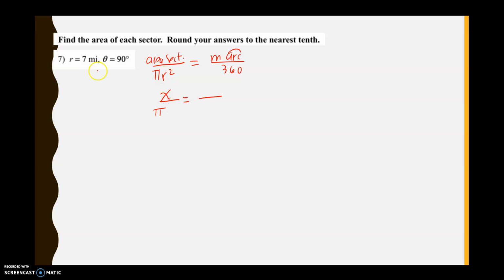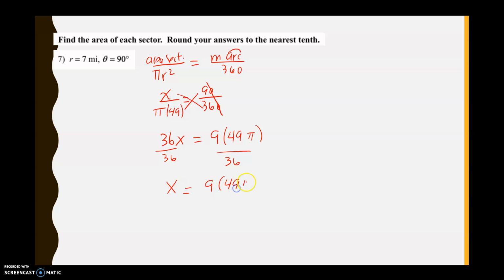So pi and r squared, if my r is 7, then 7 squared is 49. Measure of my arc is 90 over 360. So I'm going to cancel out my zeros. And now when I cross multiply, I'm going to get 36x is equal to 9 times 49 pi. Divide both sides by 36. So in your calculator, you are doing 9 times 49 pi, whatever that equals, divided by 36. So you should get an area of the sector to be approximately 38.5.